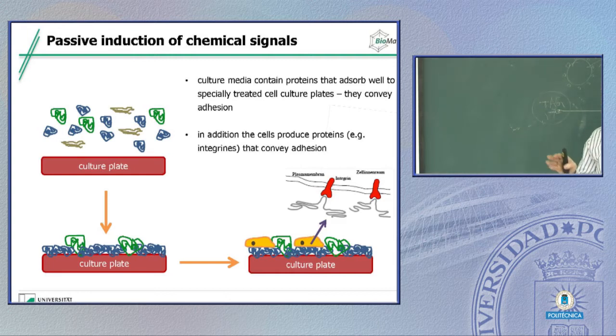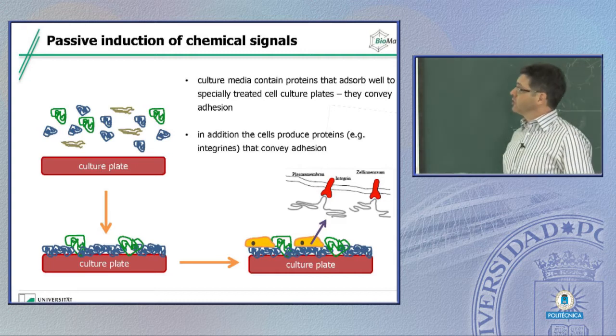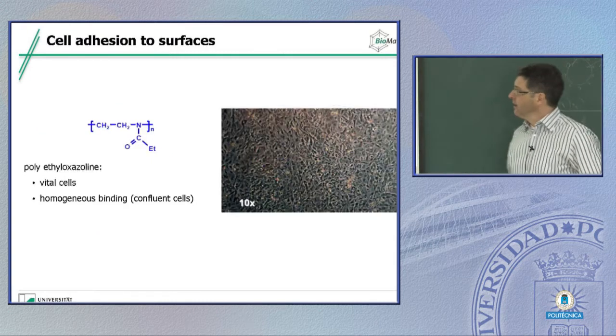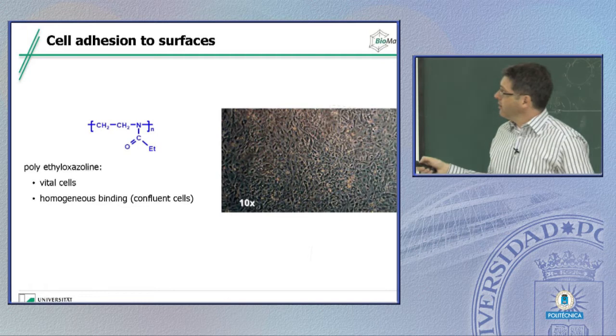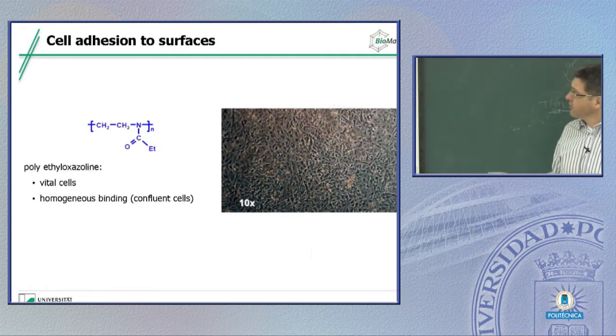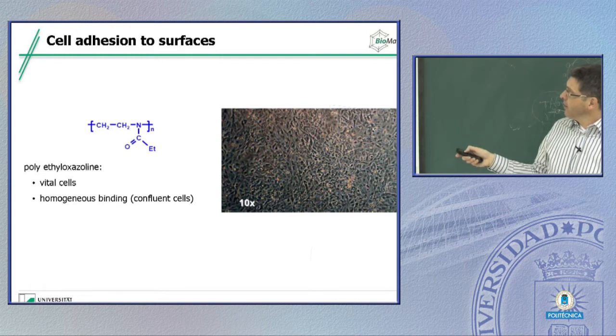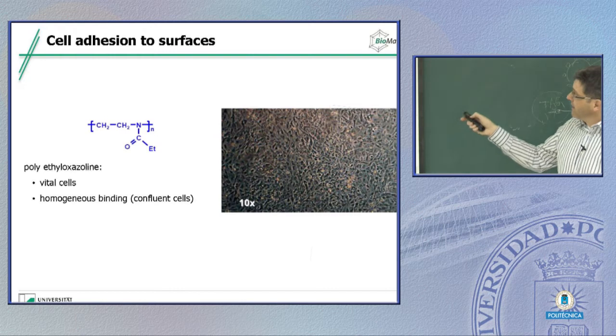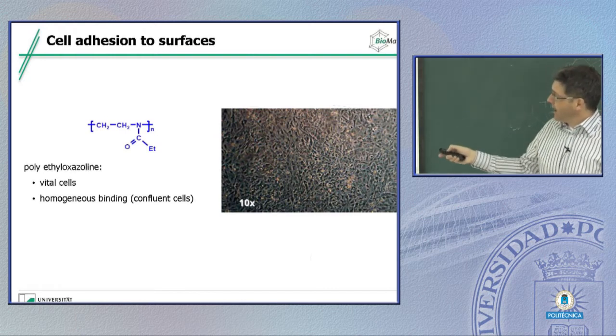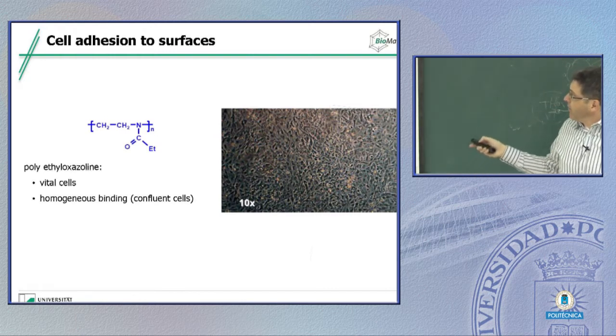Now, just to get some idea about adhesion, I will show you some polymers and their interaction with cells. So this is a very common polymer used for cell culturing. It's polyethyl oxazoline. So you see here, that's the monomer, and this is just polymerized n times. And this is just a picture. It's a 10 times magnification of the cell culture dish.